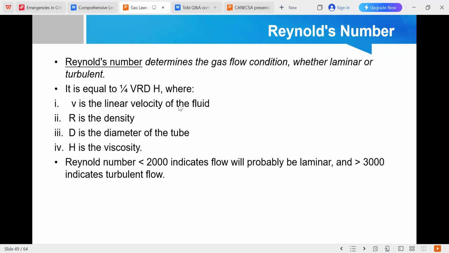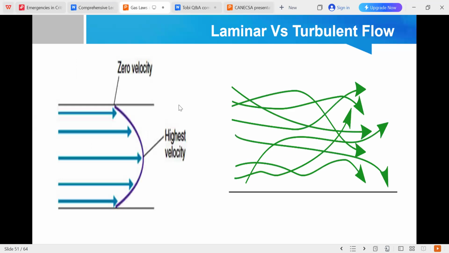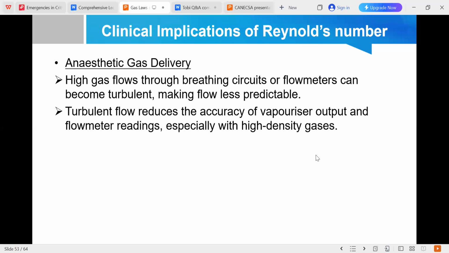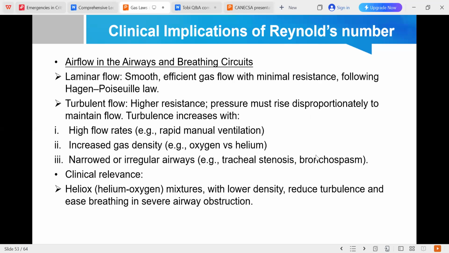All right, blood flow dynamics. My time is running, so let's look at Reynolds number. This determines the gas flow condition, whether it is laminar or not. And the formula is here. When you have a Reynolds number less than 2,000, it indicates that the flow will probably be laminar, and any Reynolds number greater than 3,000 indicates turbulent flow. The one on the left is laminar flow, while the one on the right is turbulent flow. Turbulent flow will give you unpredictable gas delivery.